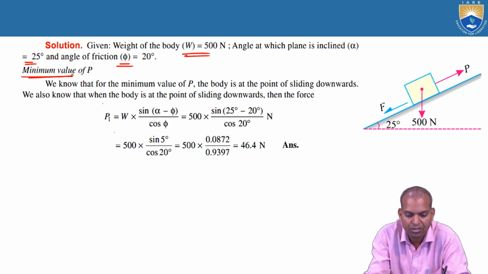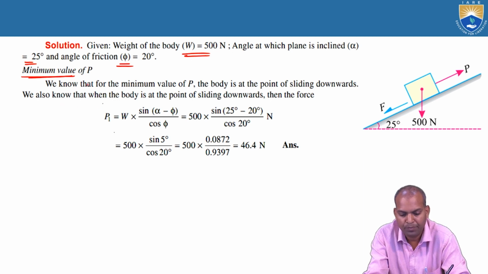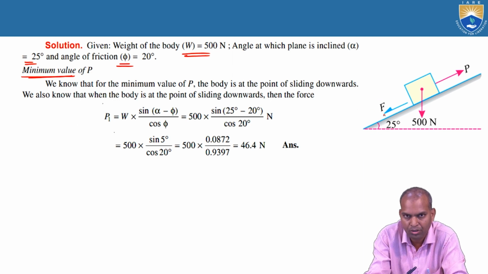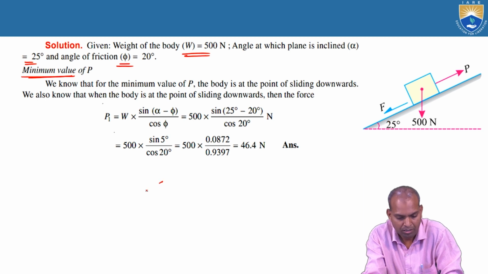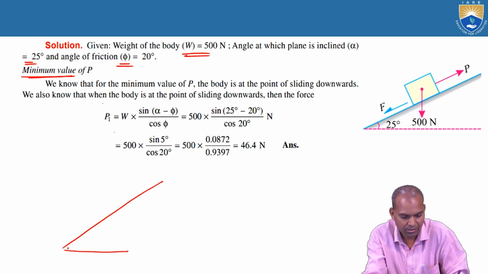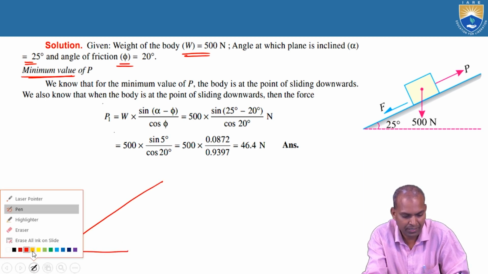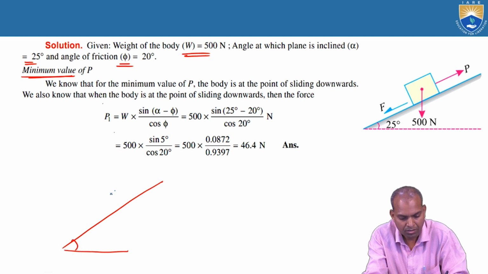Now we want to find out the minimum value of effort P. For the minimum value of P, when the body is sliding downwards, it becomes the minimum value of P. Yes, here this is the inclination of the plane. This is the body.